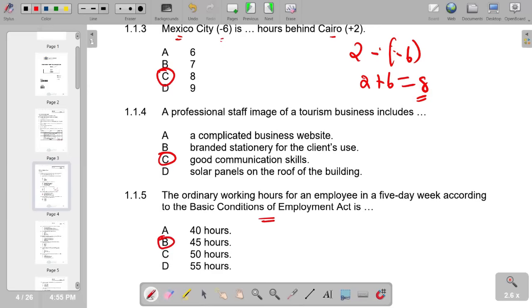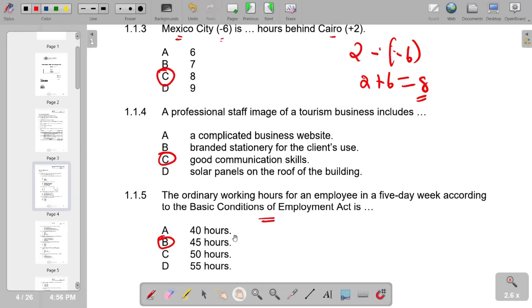Remember that the Basic Conditions of Employment Act, the BCEA, gives effect to the right to fair labor practices. Basically, it prescribes certain minimum conditions of employment which must be adhered to. It is a labor law act that sets out aspects of employment such as leave issues, wages, working hours, and overtime. So that's the basic description that we have of the Basic Conditions of Employment Act.